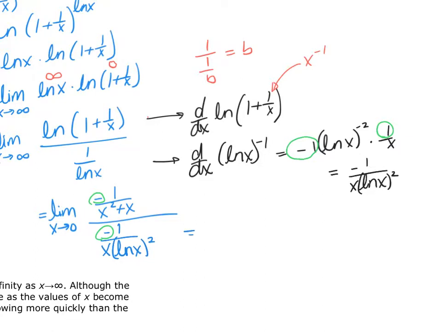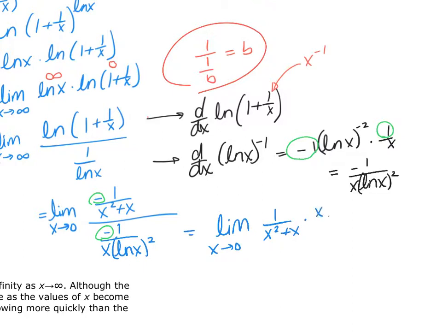So this is going to be equal to the limit as x approaches 0. Now, I'm going to use this on the denominator. I'm actually going to go from 1 over b to just b. So this is going to be equal to 1 over x squared plus x multiplied by the reciprocal of the denominator, which is x, the natural log of x, the quantity squared, over 1.